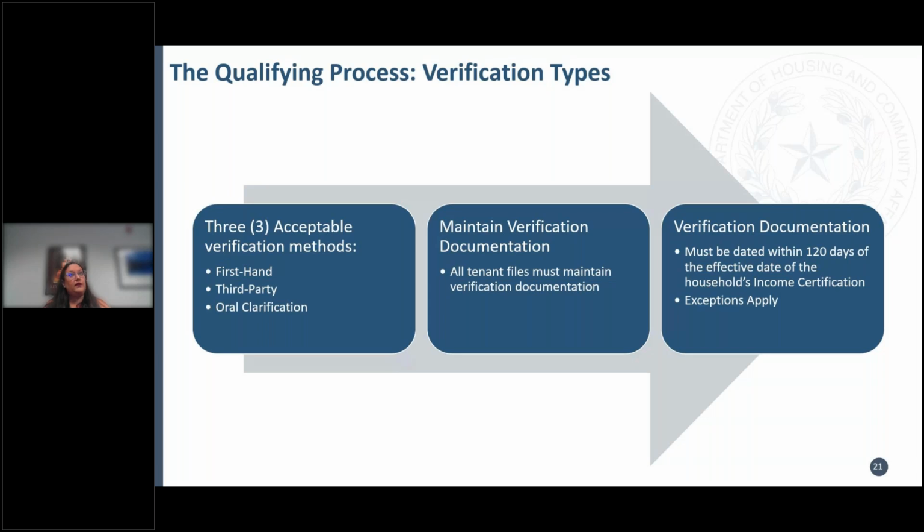They filled out an application, and I can walk through what the application tells us and that you verified each thing. And if there was a question on something, there should be an oral clarification or a self-certification to explain that. The verification documentation must be within 120 days of the effective date of the household's income certification. There are some exceptions to that.